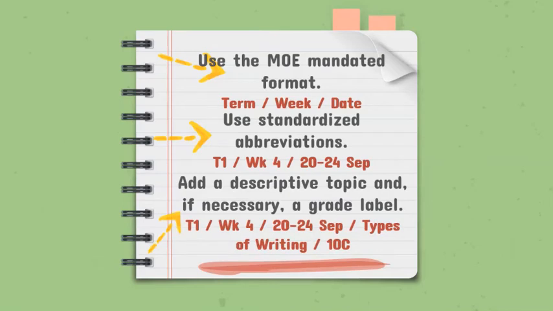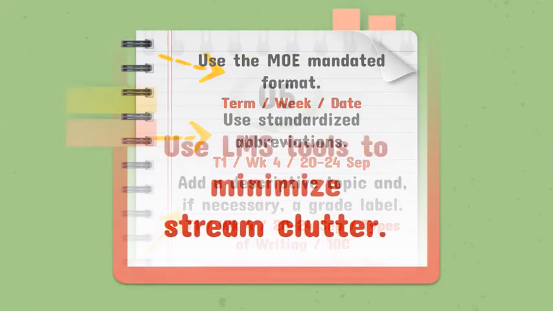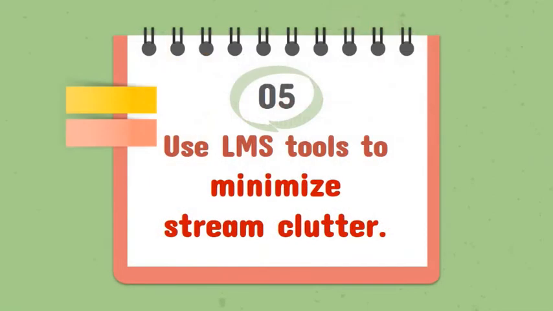I've given you an example. You can devise whatever structure you want. Just keep it standardized. Makes it easier for you to find things later. And then finally, you want to use the LMS tools that are provided to minimize stream clutter. Minimizing stream clutter maximizes your power over what's happening in the class stream.